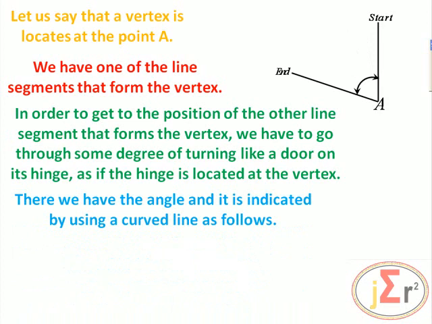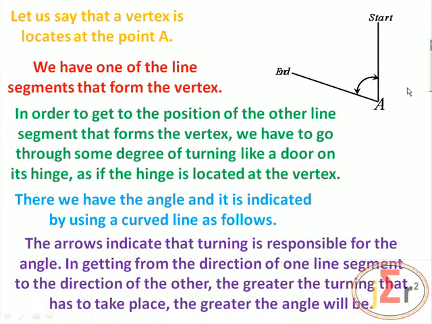And we have this curved line used to show the difference in direction between this line segment and this line segment. The arrows indicate that the turning is responsible for the angle. In getting from the direction of one line segment to the other, the greater the turning that has to take place, the greater the angle will be.